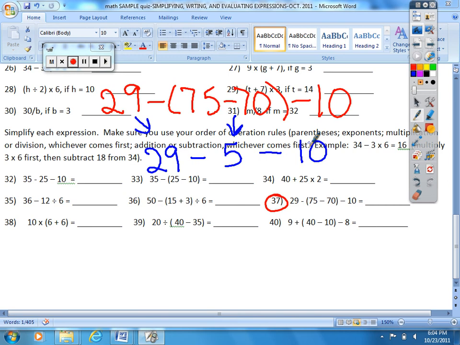Well, what do I do now? My rules say when I only have subtraction, just go from left to right, whichever comes first. So this is being replaced by 24. I haven't done this. 24 minus 10 is 14, and I'm done.